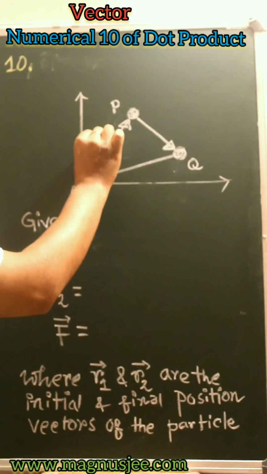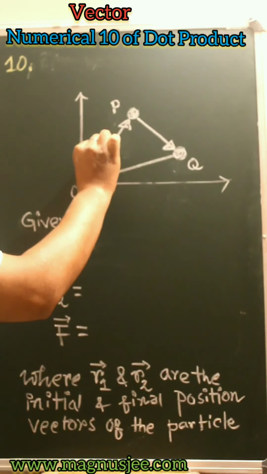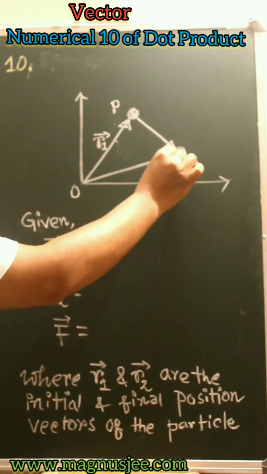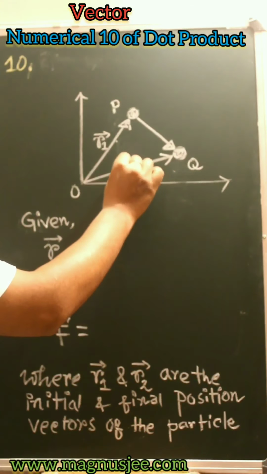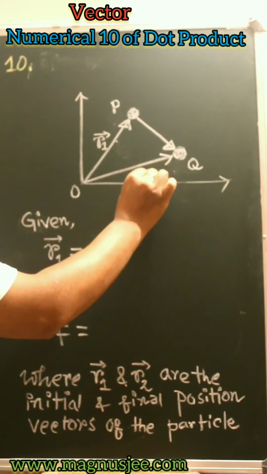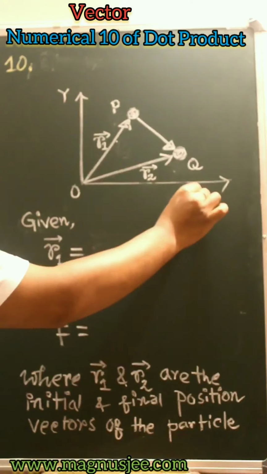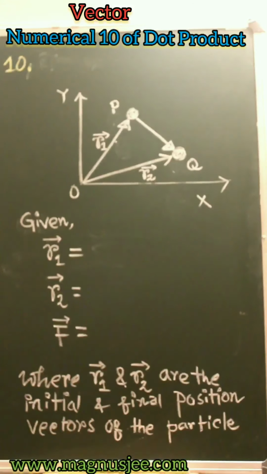An initial position vector with respect to the origin O is vector R1, which is along OP, and final position vector of the point Q is vector R2 with respect to the origin O. We can denote Y and X axis.